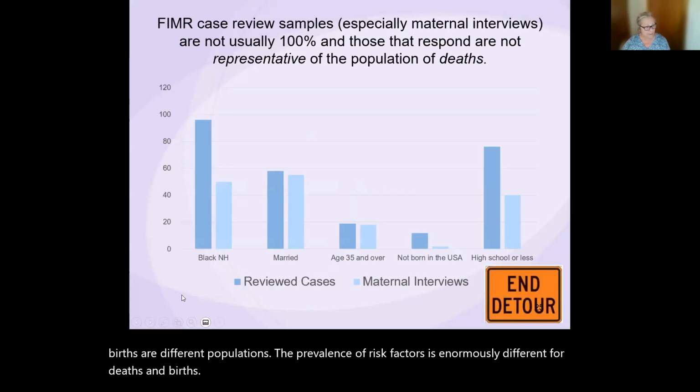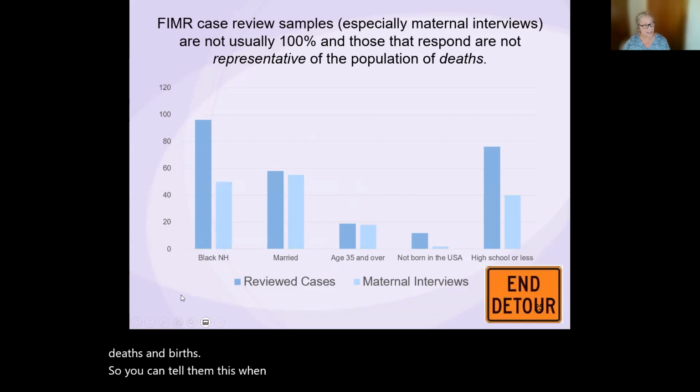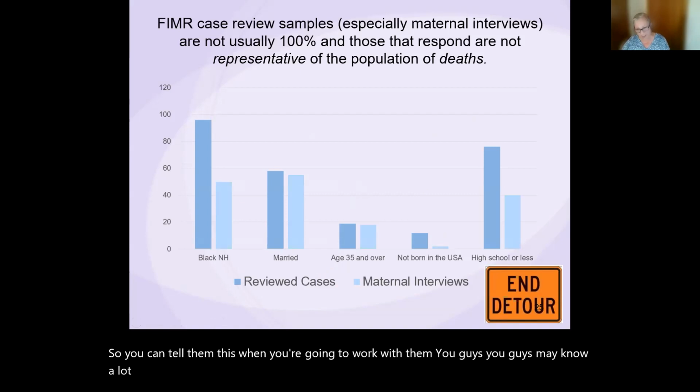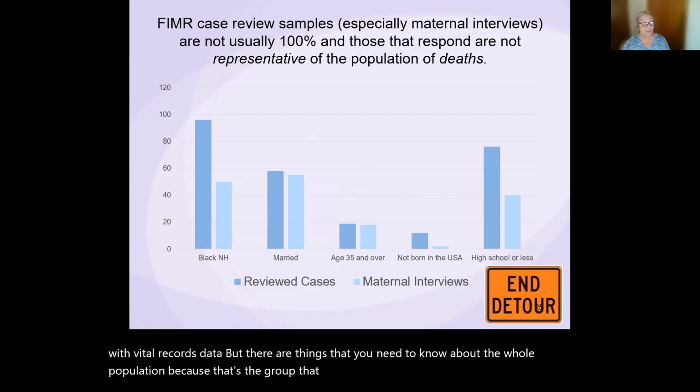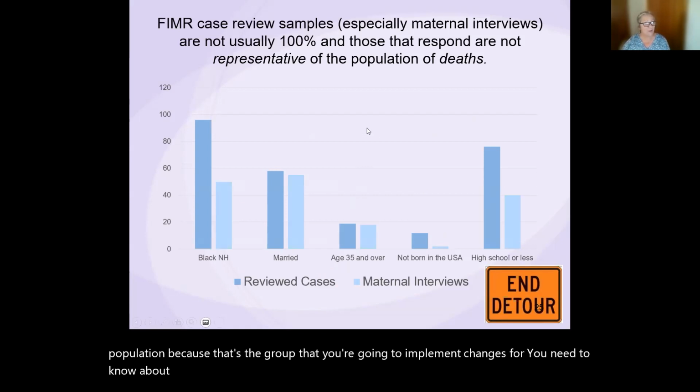So you can tell them this when you're going to work with them. You guys may know a lot about deaths, and they do. They know a lot more about deaths than anybody who works with vital records data. But there are things that you need to know about the whole population, because that's the group that you're going to implement changes for. You need to know about that whole population of births and fetal deaths together.